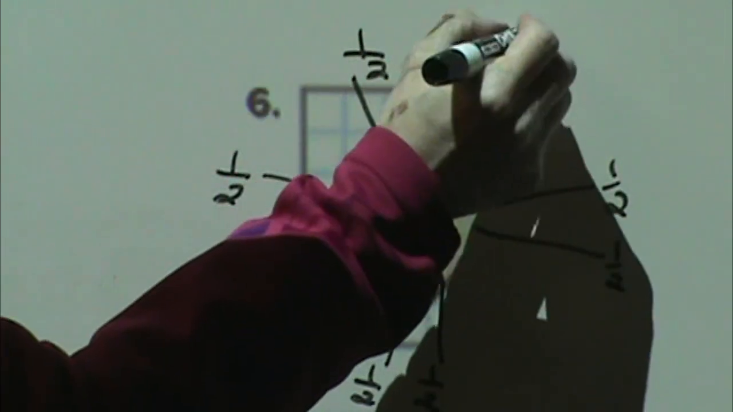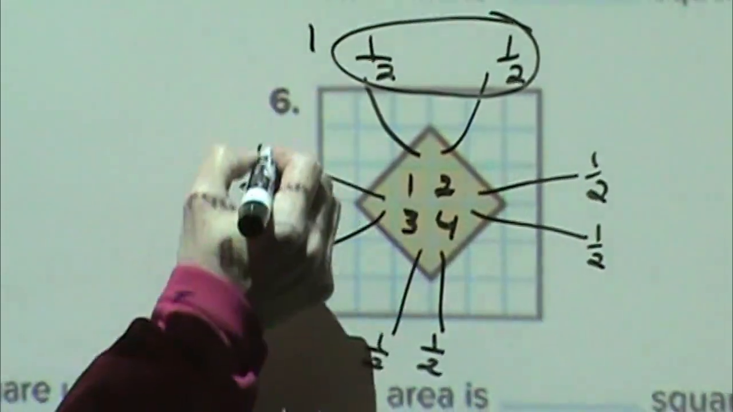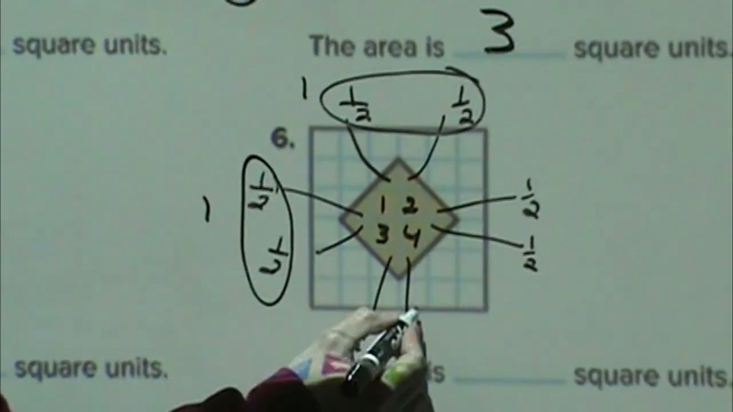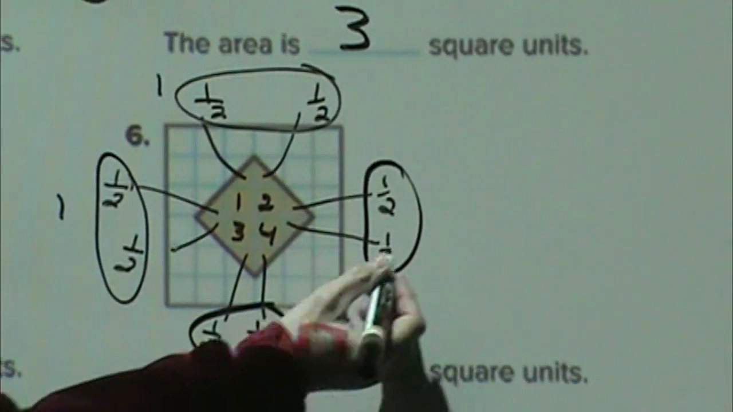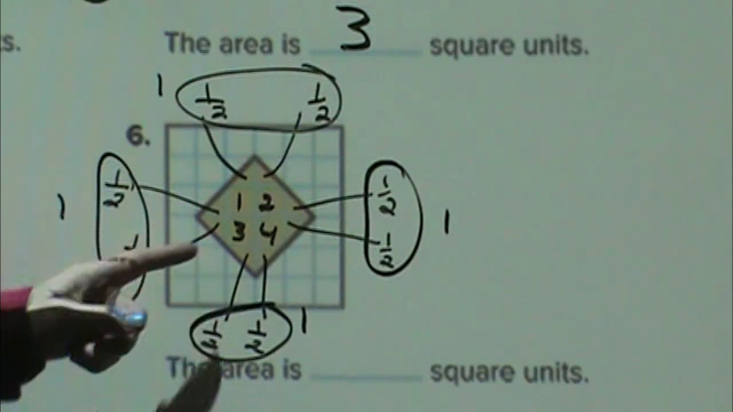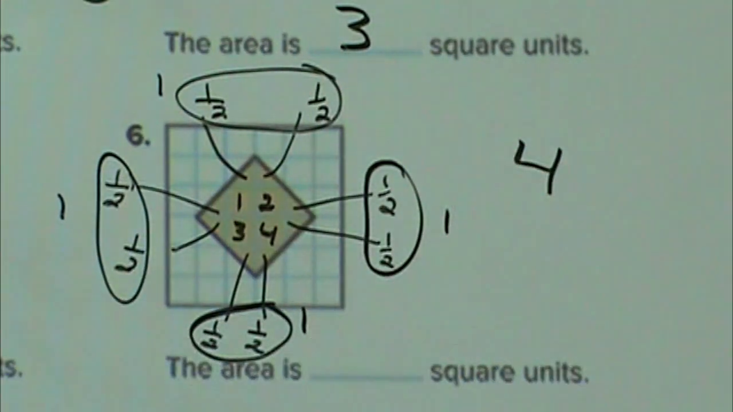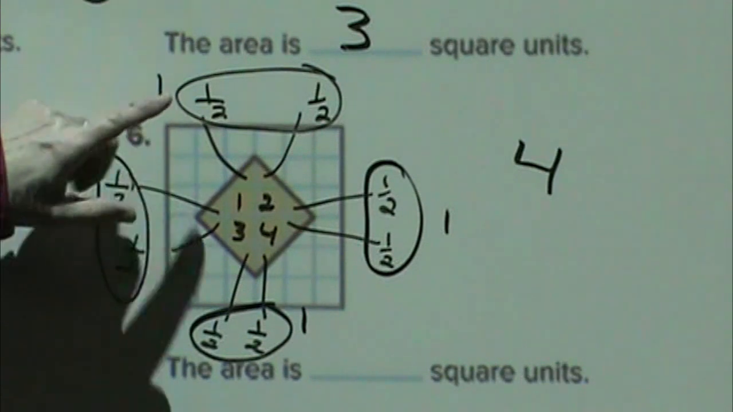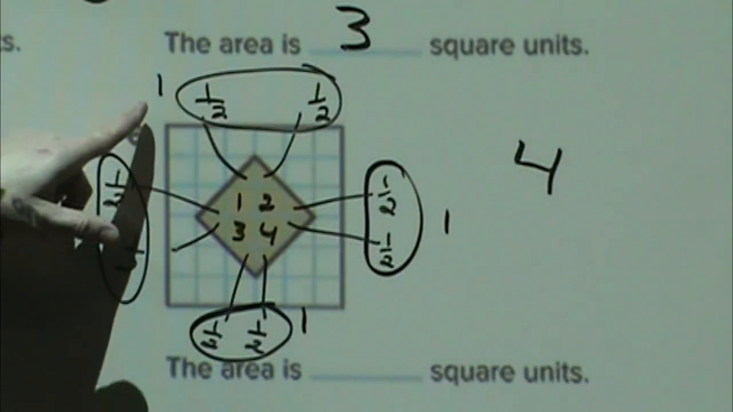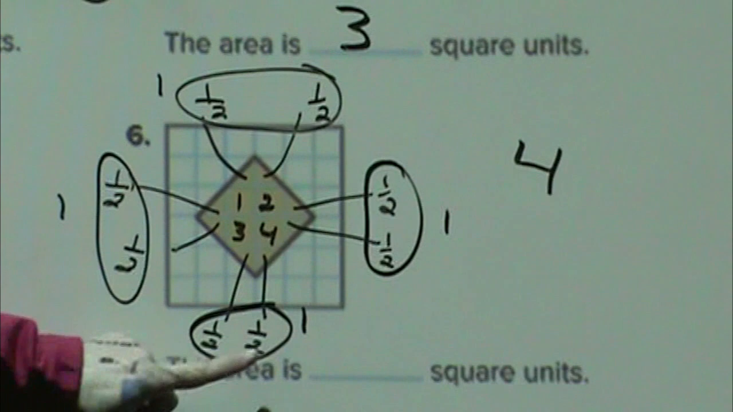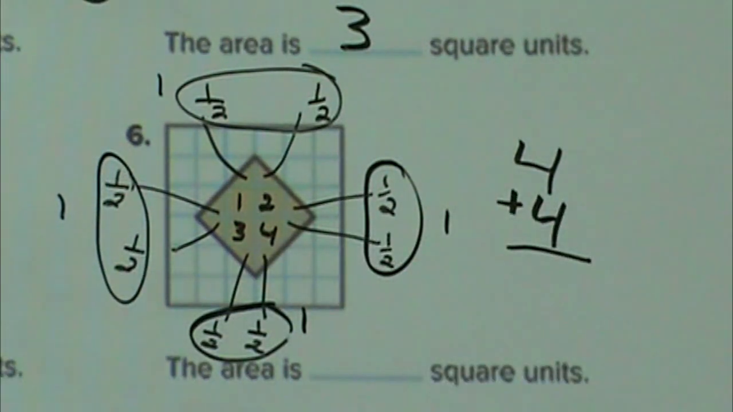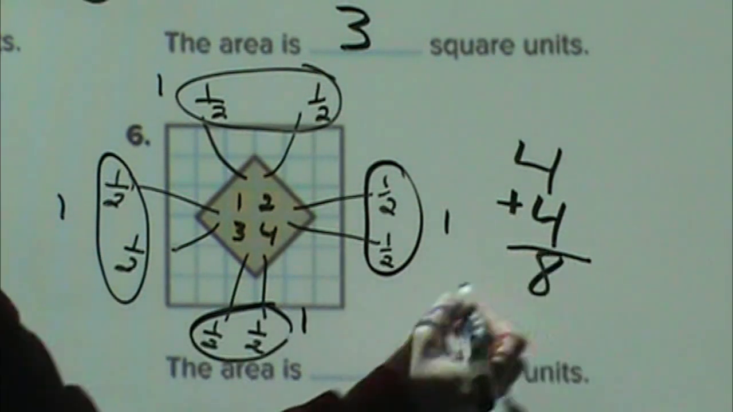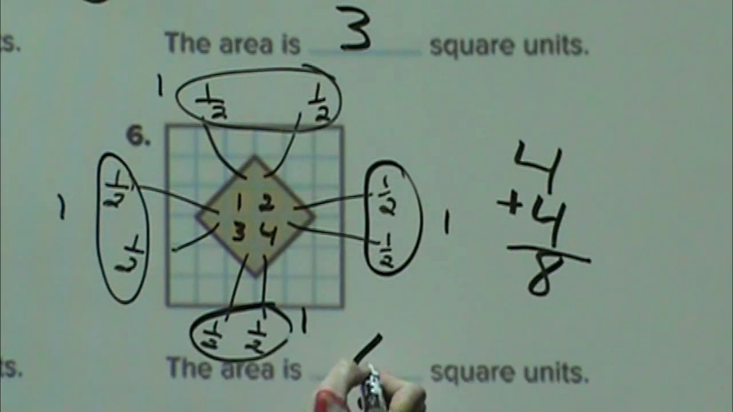I'm going to go ahead and circle 2 halves equals 1 whole. 2 halves, 1 whole, 2 halves, 1 whole, 2 halves, 1 whole. So now I have my 4 original wholes plus my 8 halves, which is the same as 1, 2, 3, 4 more wholes. 4 plus 4 is 8. The area of this is 8 square units.